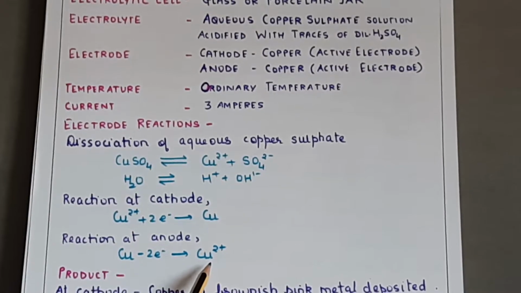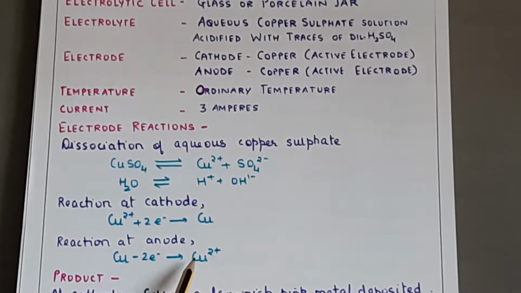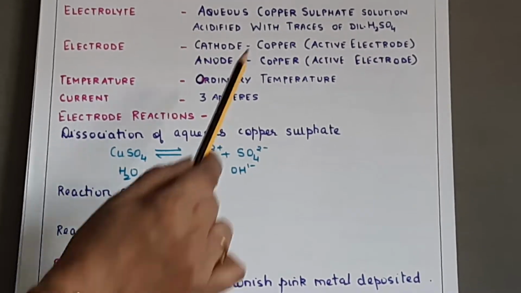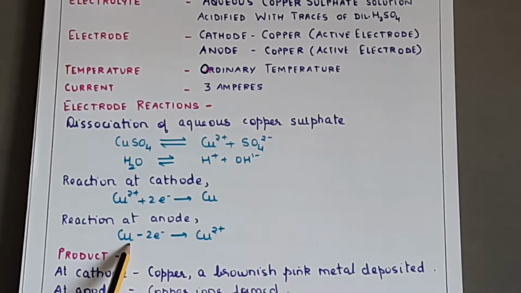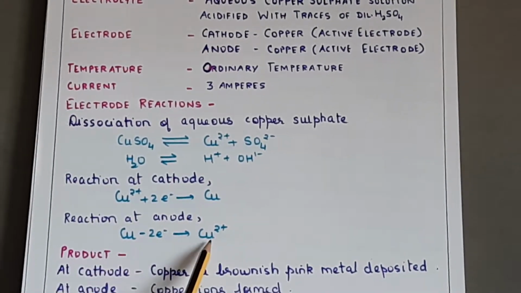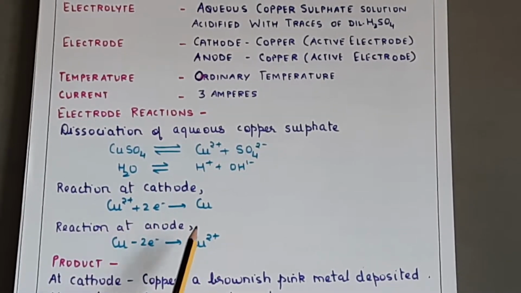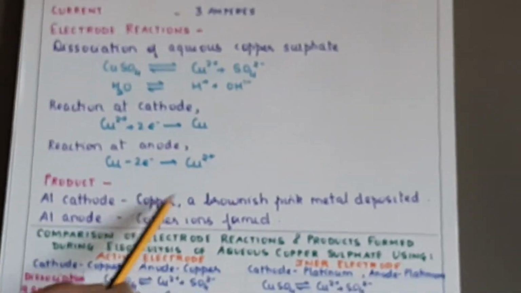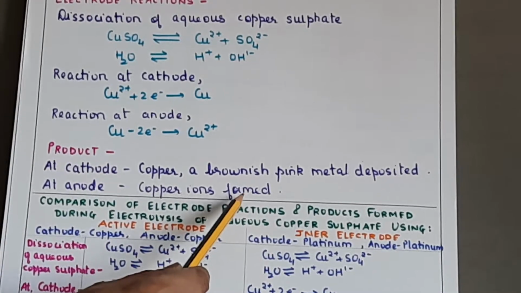Yes, are you understanding what I am explaining? This we had discussed in the third factor for selective discharge, that is nature of the electrode. Because copper is an active electrode here, right? So that active electrode itself will lose electrons and will form copper ions, and these copper ions will again then travel to the cathode. Okay, clear? So product at cathode, copper, a brownish pink metal is deposited, and at anode copper ions are formed.